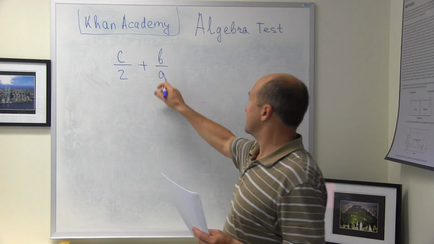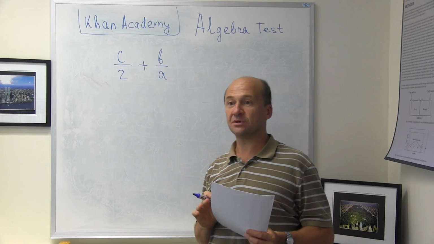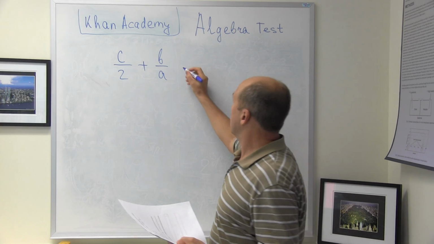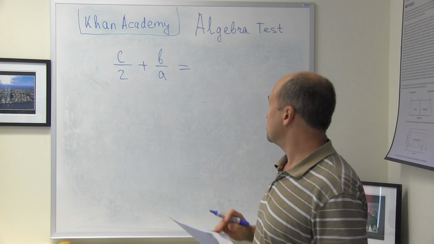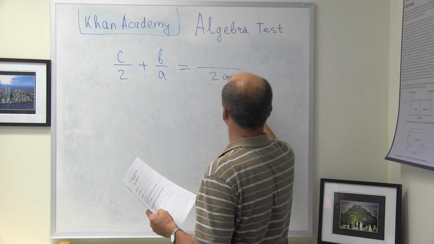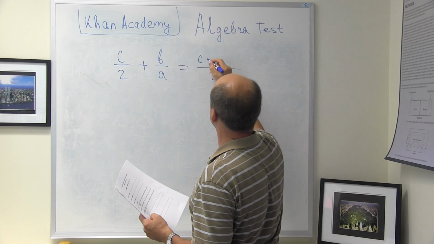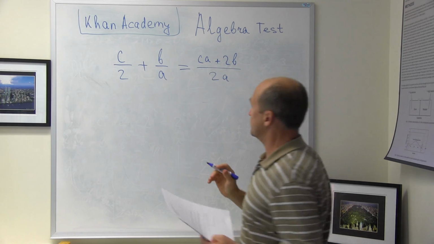C over 2 plus B over A. You can see that letters and numbers could be involved. If you've already done it recently, you should remember that you put these to a common denominator and then you add: C times A plus 2 times B. So that's the rule.